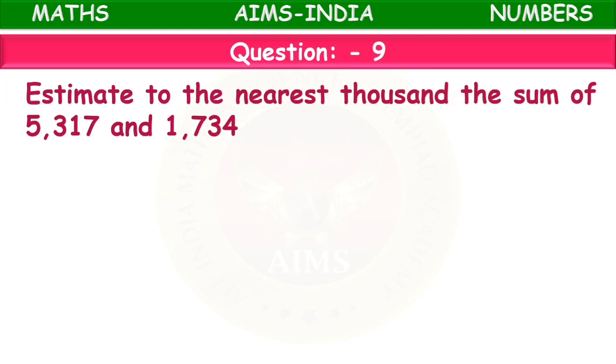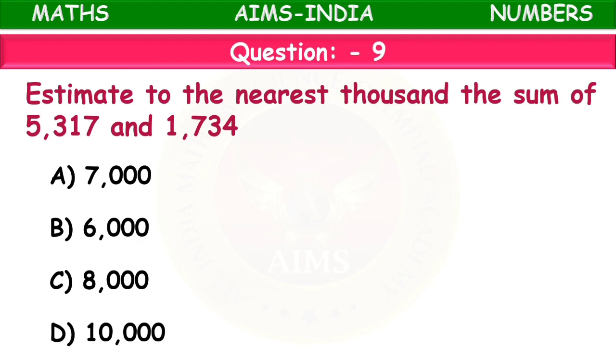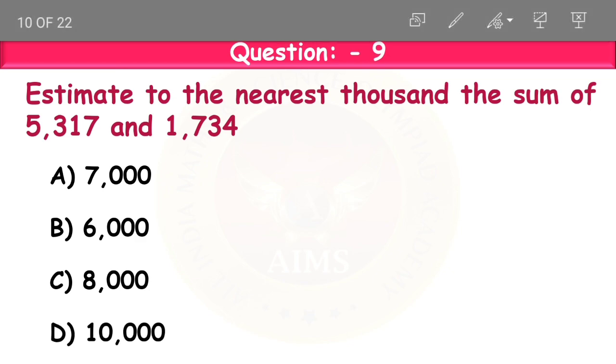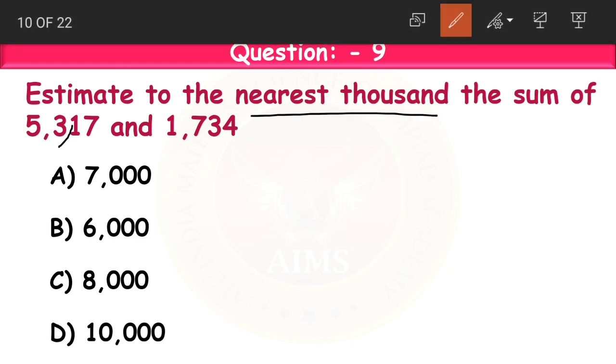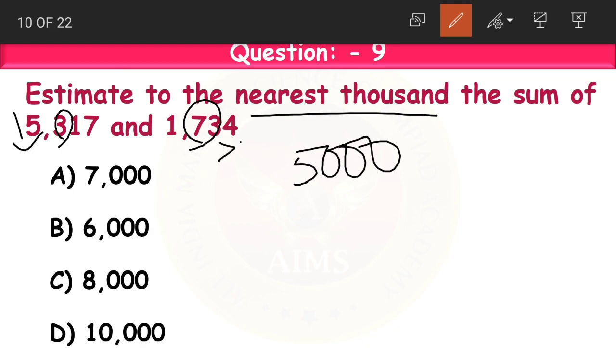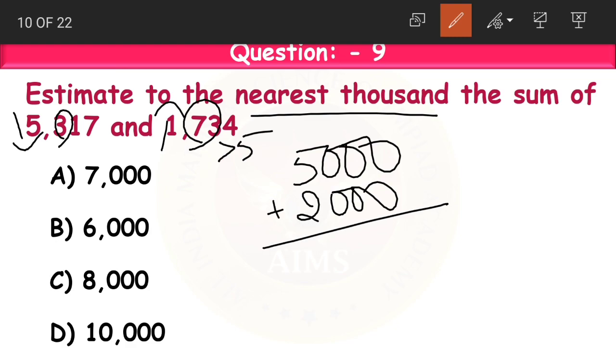Moving on to question number 9. Estimate to the nearest thousand the sum of 5,317 and 1,734. Options are A, 7,000, B, 6,000, C, 8,000 and D, 10,000. Now again nearest thousands. Here 3 is less than 5. So it will be rounded down. It will become 5,000. Now here 7 is greater than 5. So it will be rounded up. It becomes 2,000. Now when we add these two, the answer is 7,000.